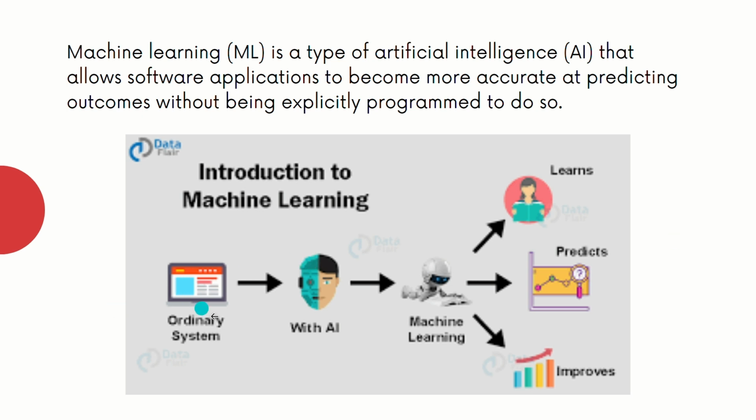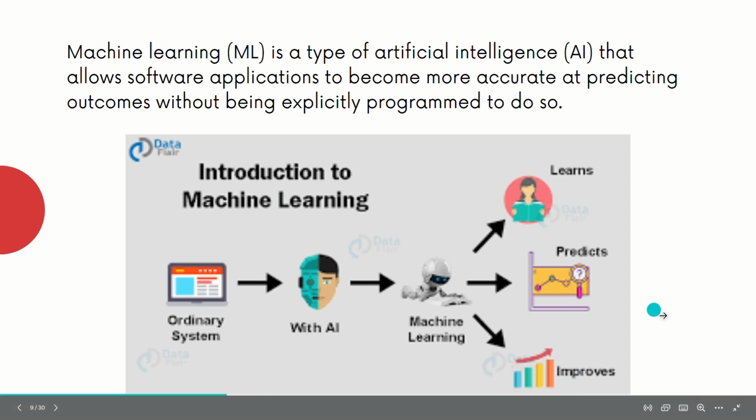So when an ordinary system is integrated with AI, or basically if you're writing code in an ordinary system about artificial intelligence, we have machine learning. So the machine first learns, then it predicts, and based on the predictions, based on how much the accuracy is or how good it is at predicting, we can improve it.